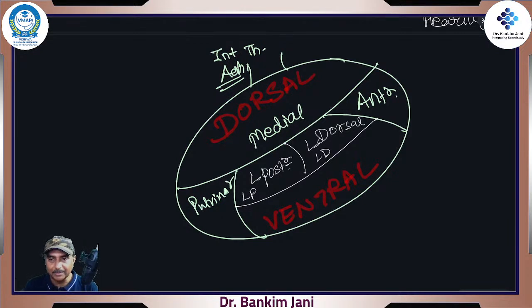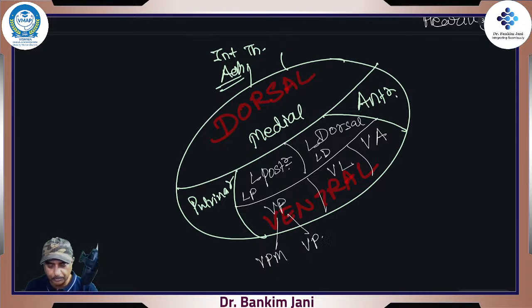While this ventral would be divided into ventral anterior, ventral posterior, and in between, it is ventral lateral, right? So these are the gross divisions. Then once again, this VP, ventroposterior, will be divided into ventroposterolateral and ventroposteromedial, right? I just write it down, ventroposteromedial and ventroposterolateral. So overall, these are the things.